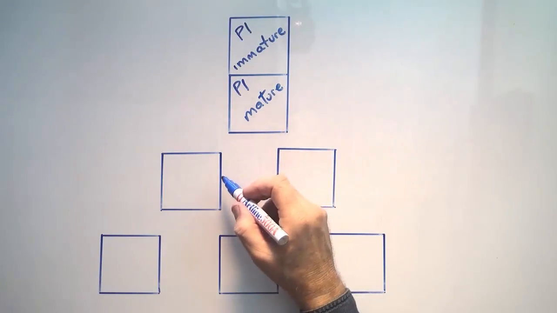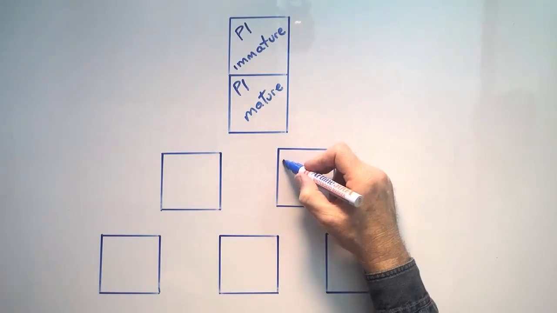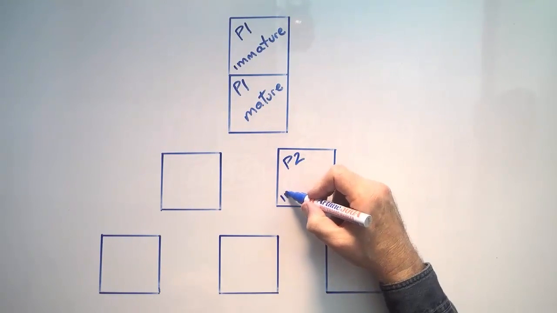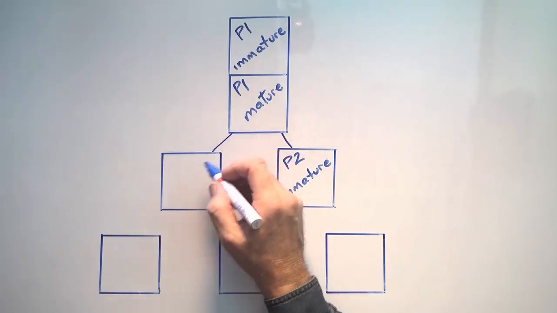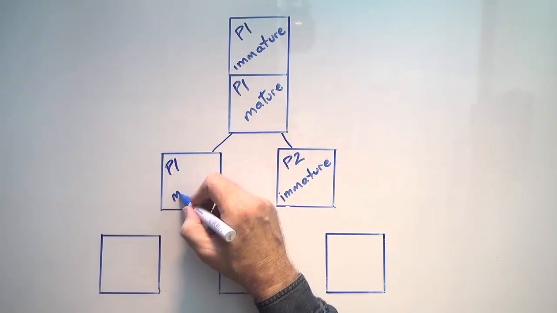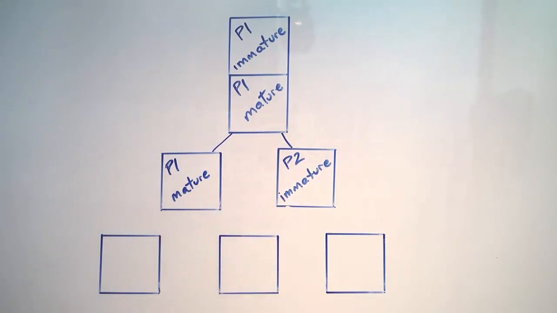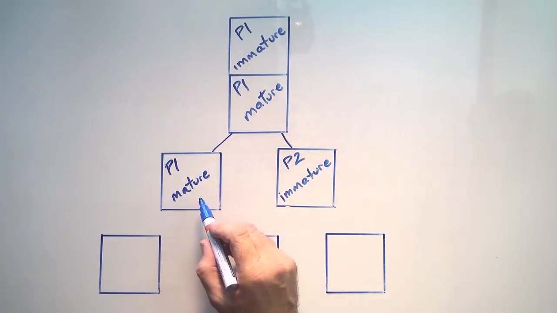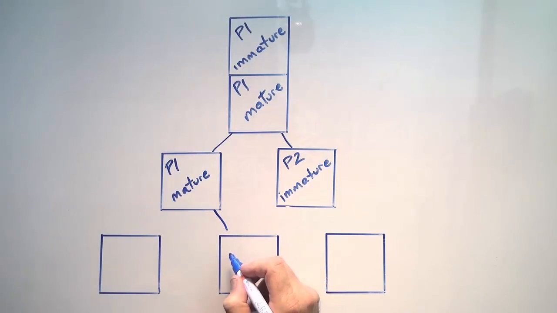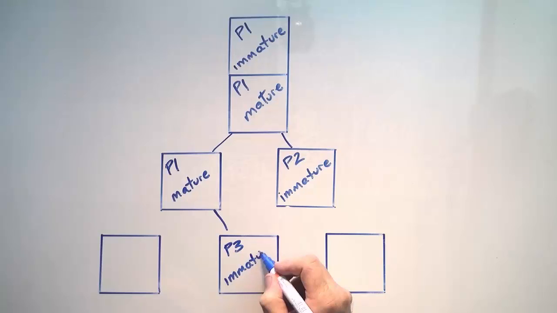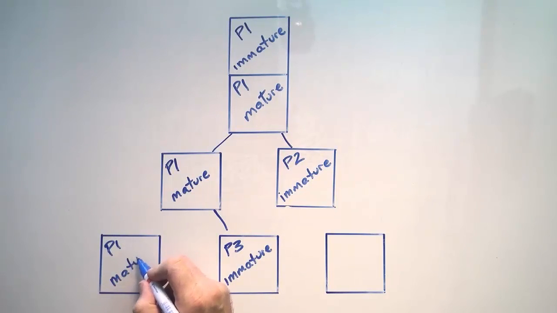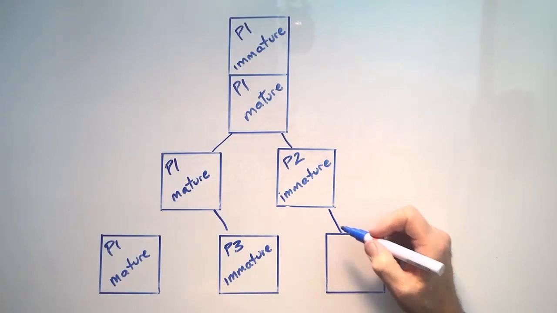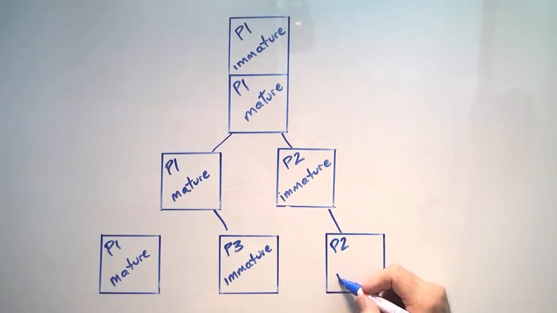They mate, and then the following month they produce a new pair, which I'll call P2. But of course, this pair is immature. And then P1 continues here as a mature pair. Now that means if they're a mature pair, the following month they produce another new pair, which I'll call P3, which will be immature. The first pair continues as a mature pair, and P2 have now become mature.